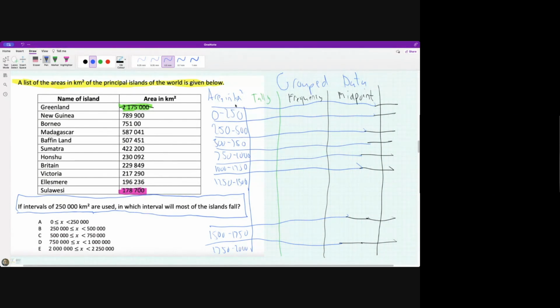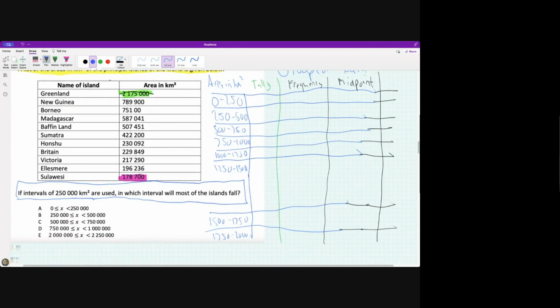Adrenaline is good. All right, let's do our tally chart. So Greenland would go in. Oh, wait, I need another category for my table. I need 2,000 to 2,250. This is horrendous, but you get the basic idea of what I'm trying to do.